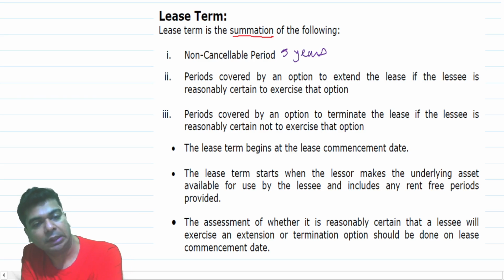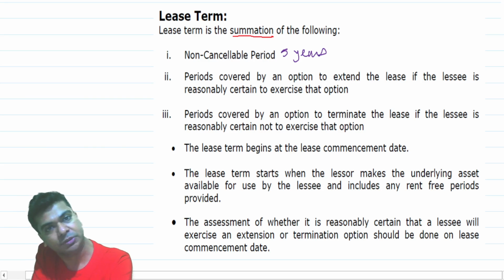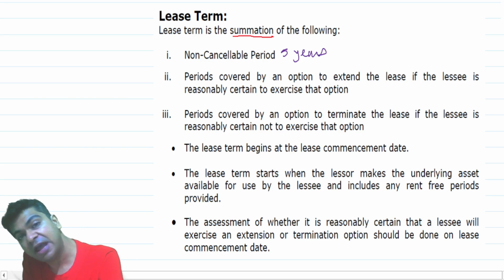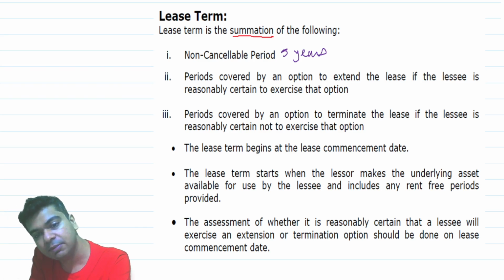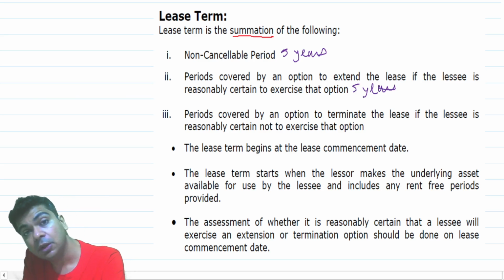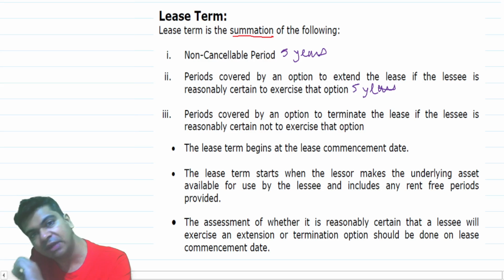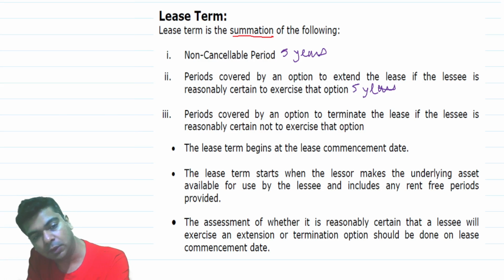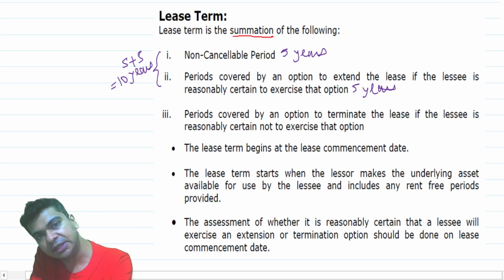5 years. Then they are saying periods covered by an option to extend the lease if the lessee is reasonably certain to exercise that option. After 5 years, you are given an option to extend this lease period by another 5 years, let's say. At the commencement of the lease, the lessee is reasonably certain that yes, I will exercise this particular option. Then in that particular case, 5 plus 5, I will consider the lease term to be 10 years.